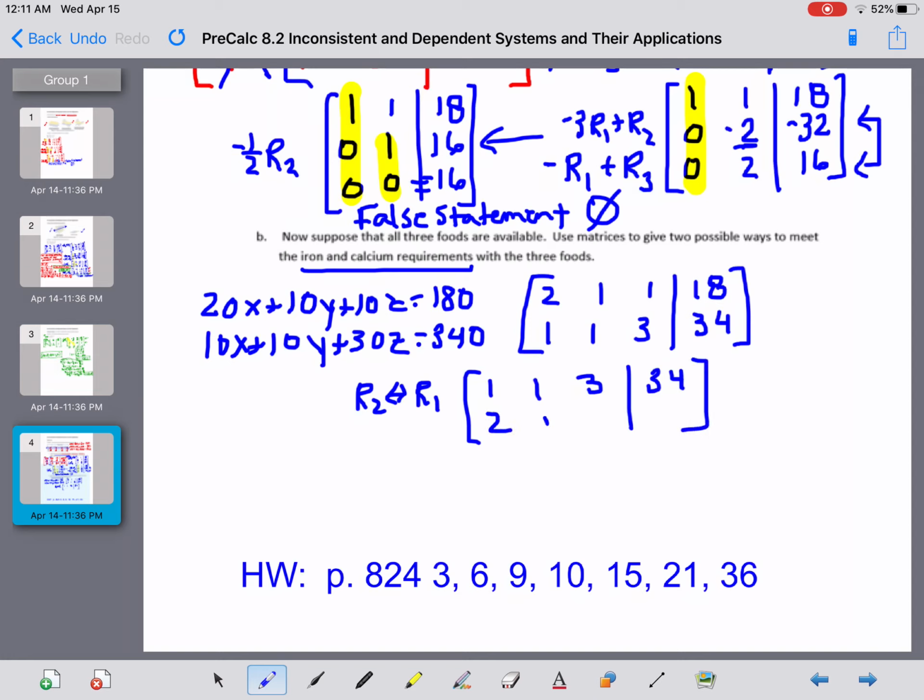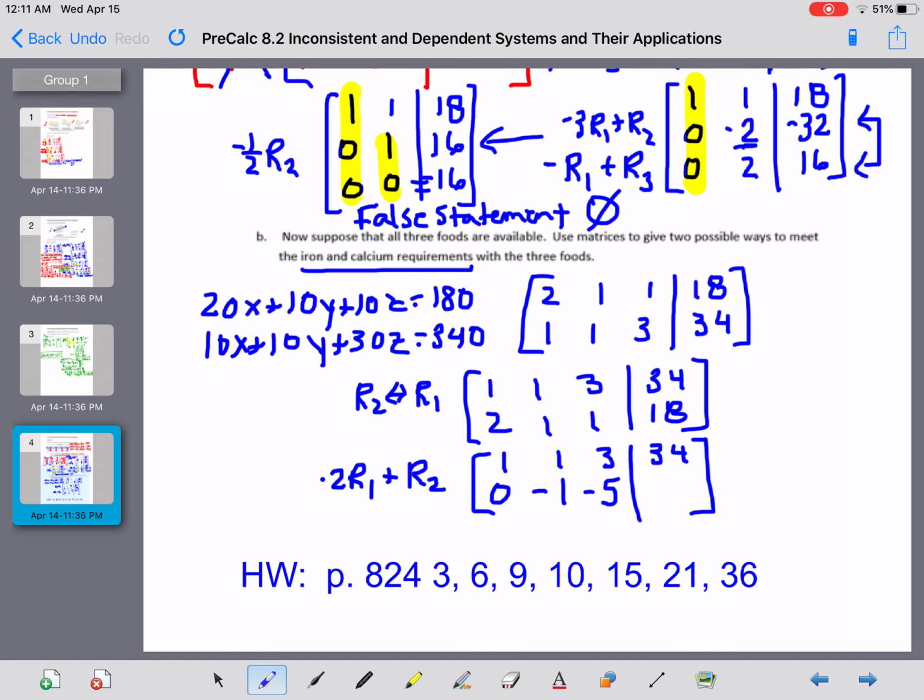And now I'm going to do negative 2 times row 1 and add it to row 2 to get my 0 underneath. First row stays the same, 1, 1, 3, 34. Second row, so on the top, 1 times negative 2 is negative 2 plus 2 is 0. 1 times negative 2 is negative 2 plus 1 is negative 1. Negative 2 times 3 is negative 6 plus 1 is negative 5. Negative 2 times negative 34 is negative 68 plus 18 gives me a negative 50.